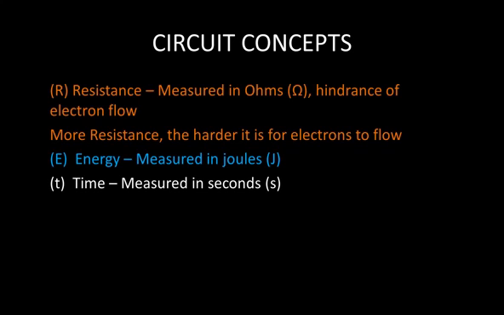You're trying to get to the other side with the ball, you're the electron, but the resistance are all those big buff guys that stand in your way trying to knock you down. So basically, the more resistance, the harder it is for electrons to flow. The next is energy, which is measured in joules.